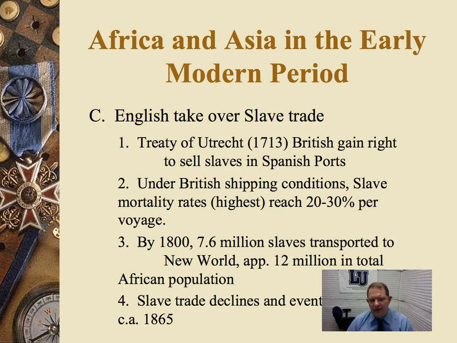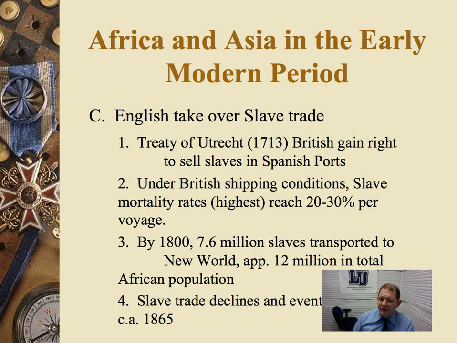The transatlantic slave trade really changes after the year 1713. We have that treaty I mentioned in previous lectures called the Treaty of Utrecht. One of the stipulations of the Treaty of Utrecht is that the British gained the opportunity to sell goods or slaves in Spanish ports. And when that happens in 1713, we're going to see the Dutch pushed out of the slave trade by the British. Now, when that happens, that's really when the transatlantic slave trade goes from being thousands of slaves to being hundreds of thousands of slaves to being millions of slaves.